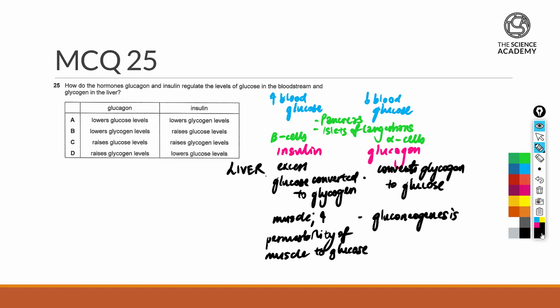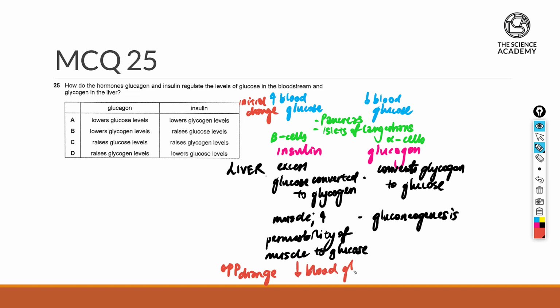Now the eventual process here is to have what we call an opposite change to the initial change. The initial change is actually the stimulus here. For that, what insulin has done is that it will lower your blood glucose, and glucagon will increase the blood glucose back to its physiological level. And this leads to what we call negative feedback.